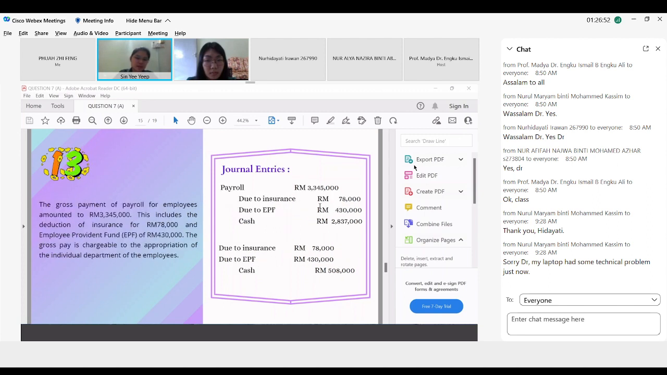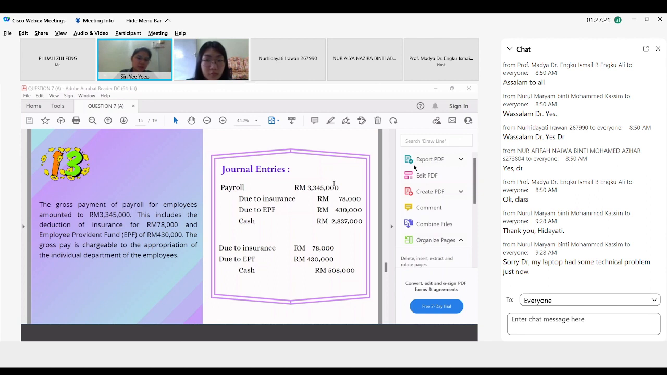Next. For the info 13, they also have two journal entries. The first journal entry is to record the gross payment of the payroll for employees. So we debit the payroll with the amount of 3,345,000, credit due to insurance 78,000, due to EPF 430,000, and credit cash 2,837,000. And the second journal entry is to record the deduction of insurance and EPF.